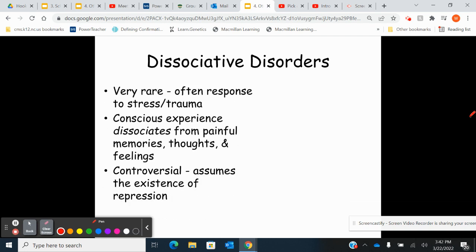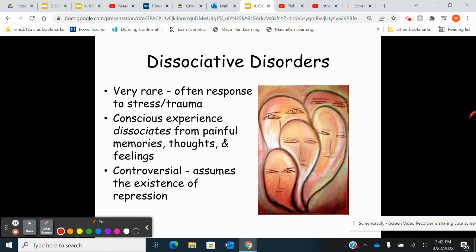Dissociative disorders. Dissociative disorders are a very rare and controversial category of disorder in which a person reports experiencing dissociation, which is essentially a split from consciousness, where their conscious awareness, their conscious experience dissociates from painful memories, thoughts, and or feelings.